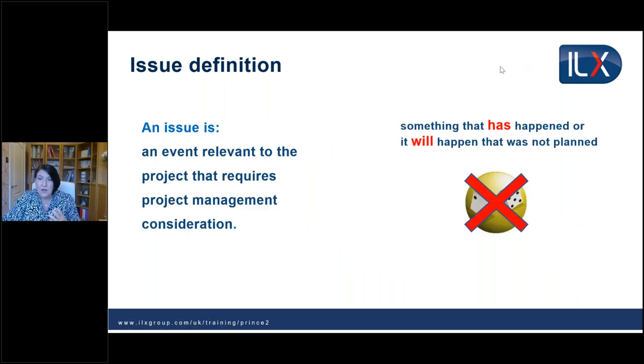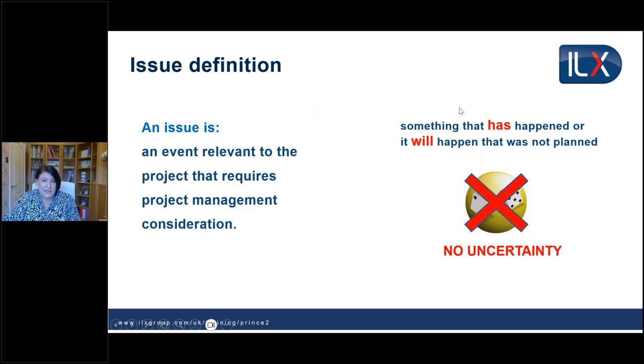So if a risk is something that's uncertain, in comparison to that, let's have a look at an issue. An issue is something that has happened or it will happen. It's not planned. There's no uncertainty with an issue. So the definition there on the left-hand side, an issue is an event relevant to the project that requires management consideration. It is something that's happened. We need to look at that. Whereas a risk is something that may happen in the future. Now, just picking up on these words, this subtle difference of words can help to see the difference between a risk and an issue. So a risk is something that may happen. An issue is something that has happened or it will happen.